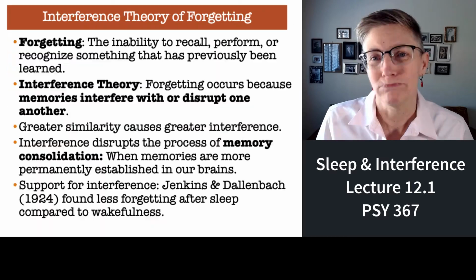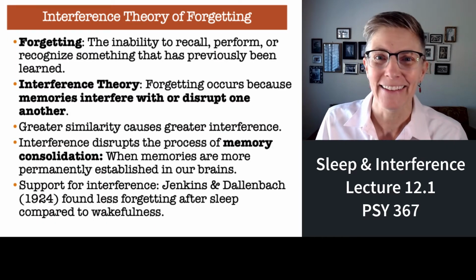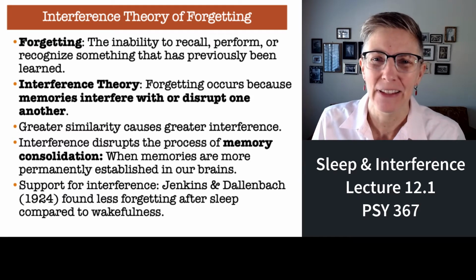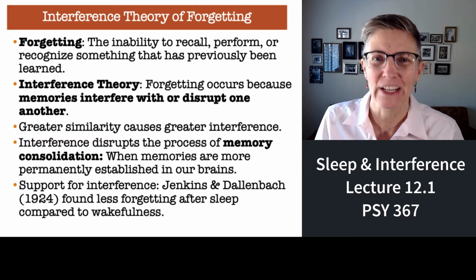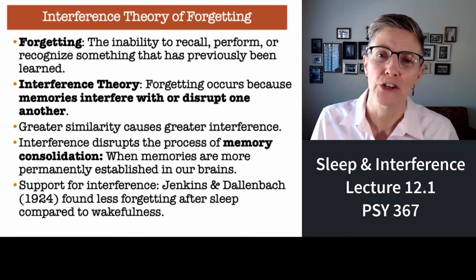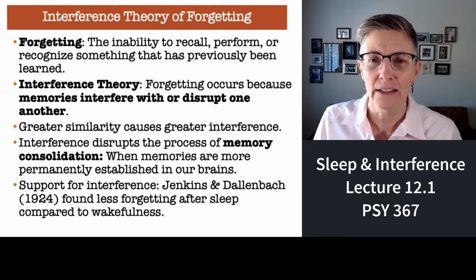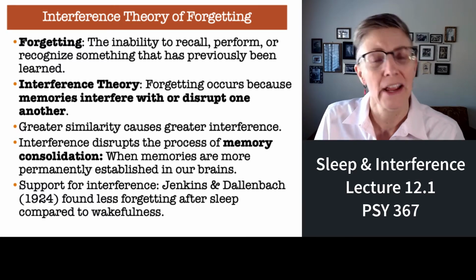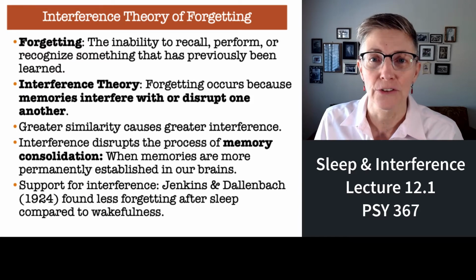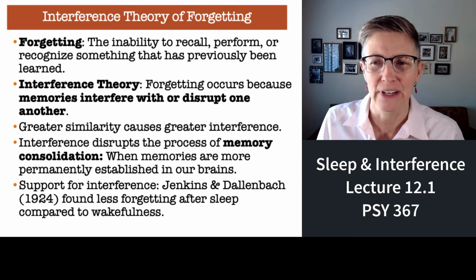So here we go. What's the opposite of remembering something? Well, forgetting it. And how do you define forgetting? Well, forgetting is the inability to recall information or recognize previously experienced information, or not to be able to perform a previously learned motor skill. All of those things are types of forgetting.